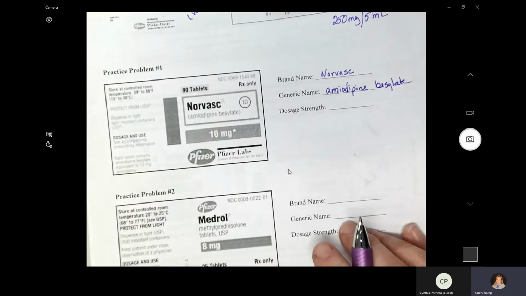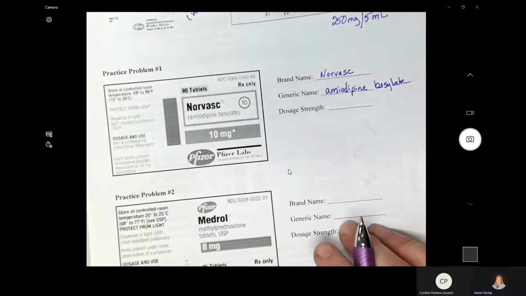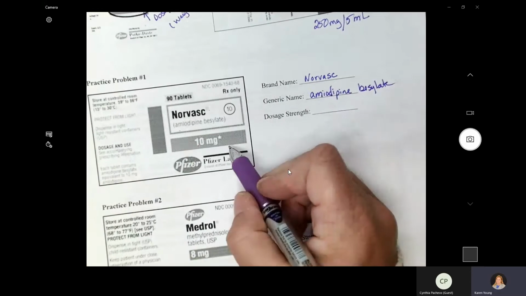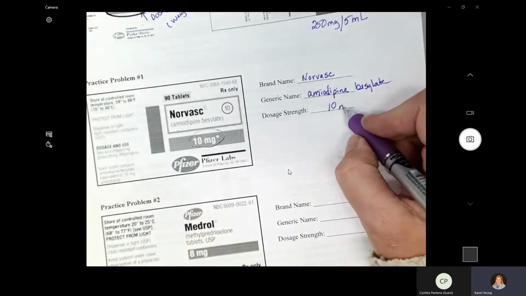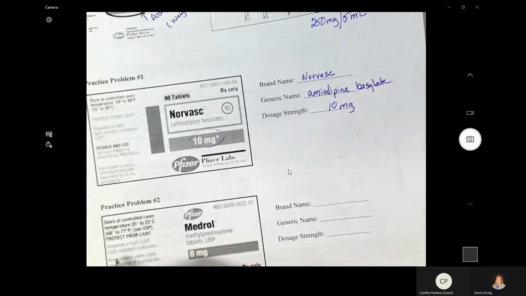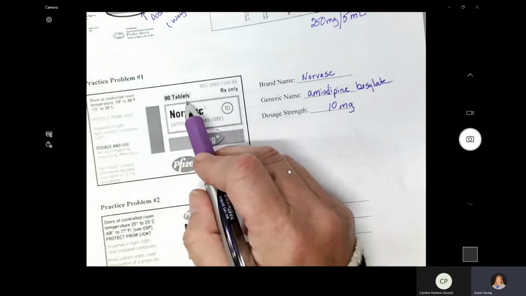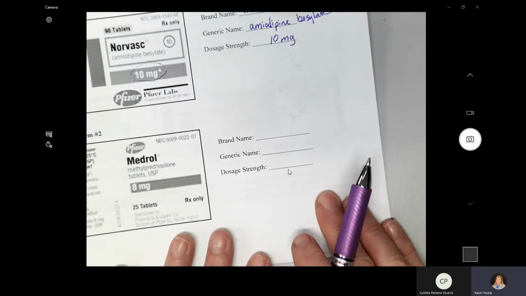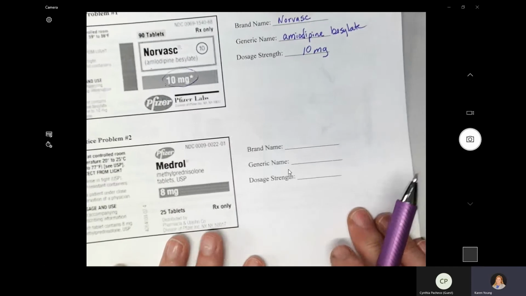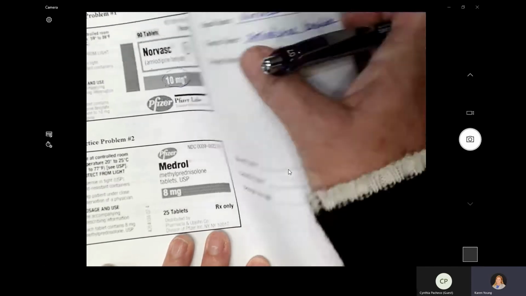Most of the time I call it, okay, that medication he ordered. And then my dosage strength is right here. It's 10 milligrams. And then, of course, these are tablets, so there's 10 milligrams of medication in each tablet. And then I have the Medrol. Some of these I can say.